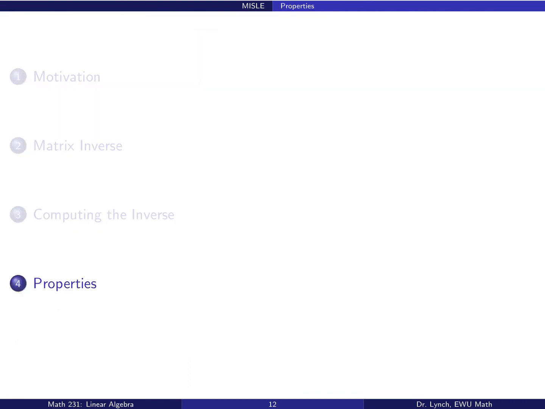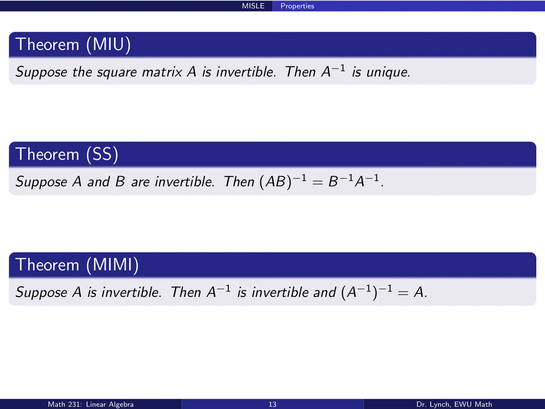Okay, a couple properties of the inverse, and once again, many of these properties are stated of the form show that B is the inverse of A. The way that you do it is by starting with the inverse and then proving that the matrix in question is in fact the inverse. So I'll go ahead and go through this second one, this theorem SS, that tells us that the inverse of a product is the product of the inverses in reverse order.